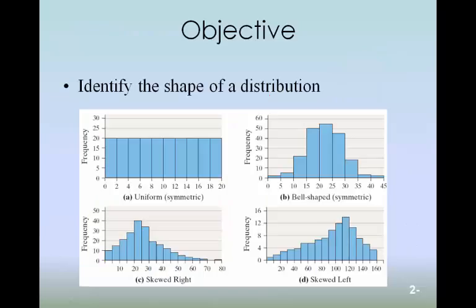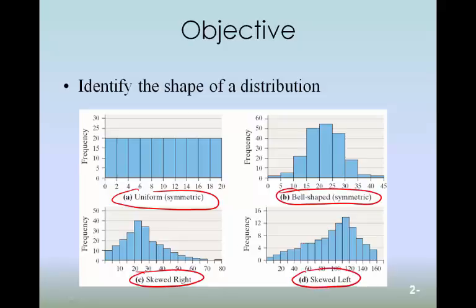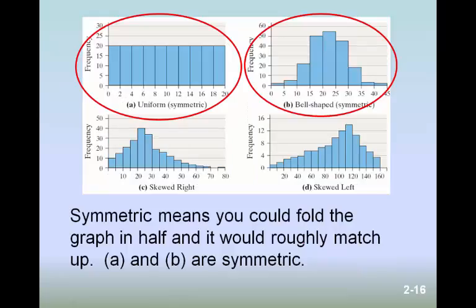So here's some examples of different shapes of distributions. We have uniform symmetric. We have a bell shape that's symmetric. We have a skewed right, and we have a skewed left. Symmetric means that you could fold the graph in half and it would roughly match up. So while both A and B have different shapes, they're symmetric because I could fold them in half and they would roughly match up. That would not be true of the graphs below.